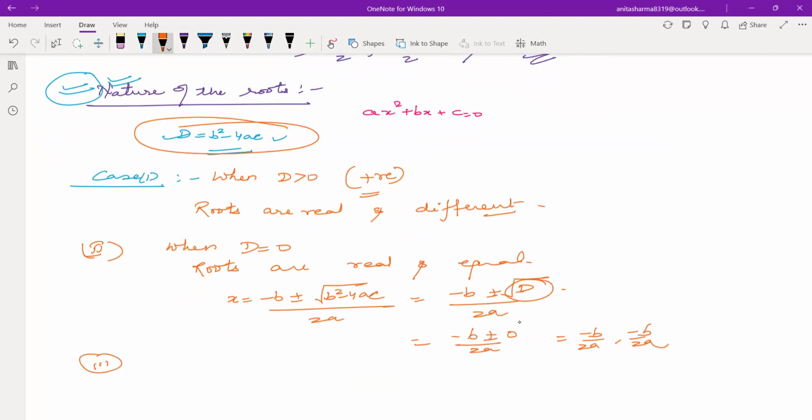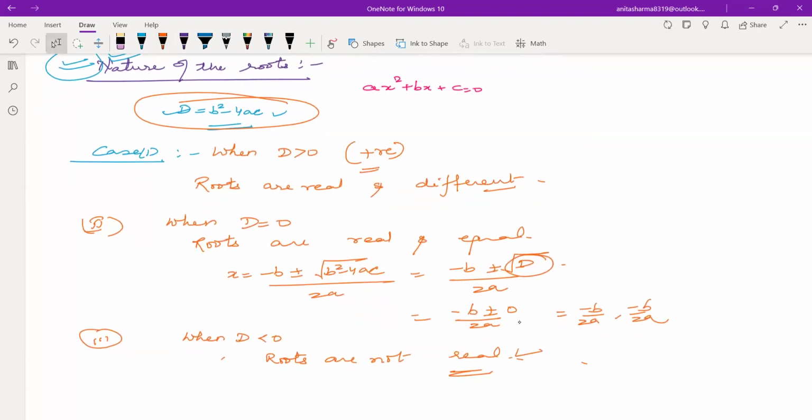Now the third case is when discriminant is less than 0, then roots are not real. In this case, you will just leave your solution as it is till here only. No need to find further for x. Clear, beta? These three are the most important cases, and one question you will see in your exam from this topic only, nature of the roots. Those who have not written, kindly note this once again. Now we will do questions based on this only.